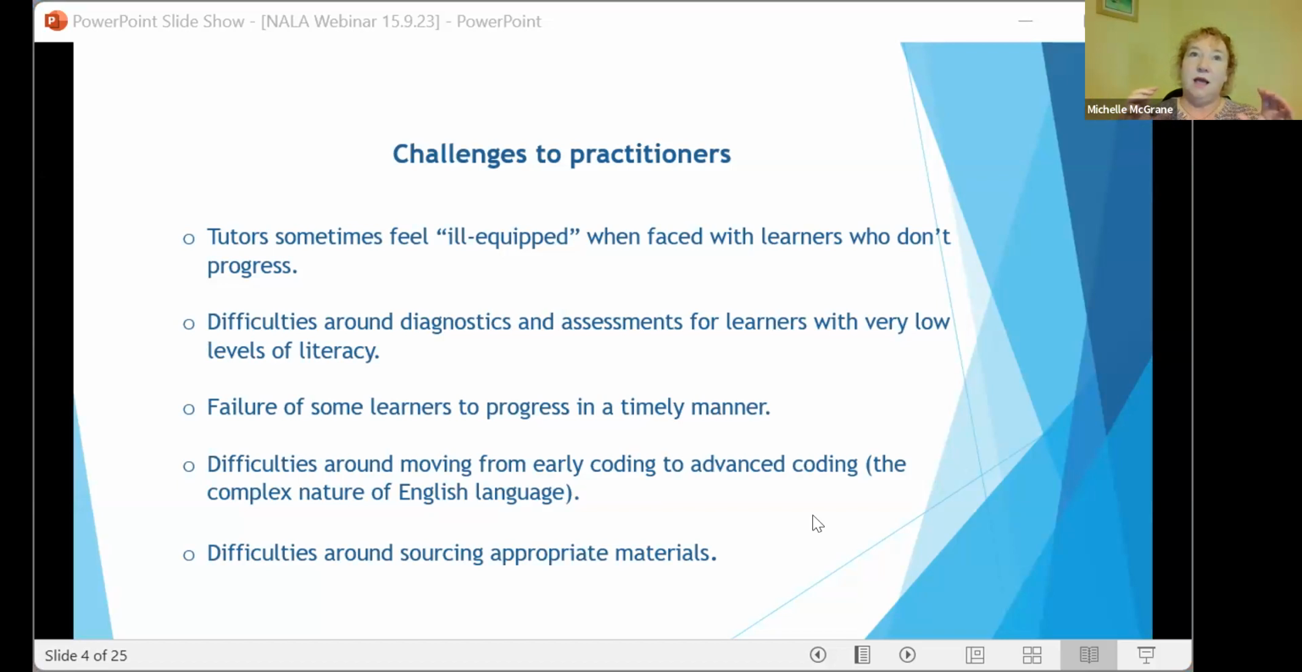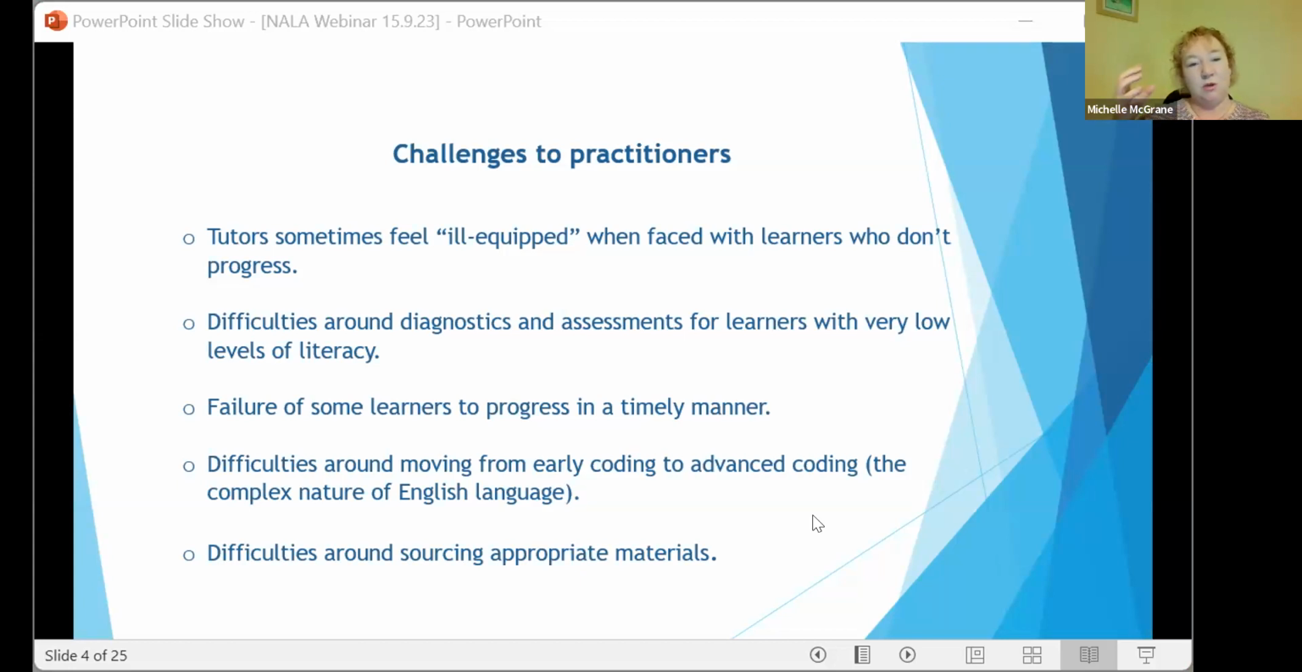We have the very simple first part, which is basically a one letter, one sound match. So we teach the CVCs, words like cat and sit, and those make quite a lot of sense, and students can embrace them quite quickly.